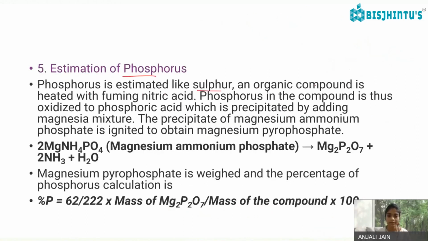Now, estimation of phosphorus. Phosphorus is estimated like sulfur. An organic compound is heated with fuming nitric acid, HNO3. Any organic compound which is having phosphorus, when it is treated with nitric acid, the phosphorus compound is thus oxidized to phosphoric acid. It is now converted to H3PO4. This is my phosphoric acid.